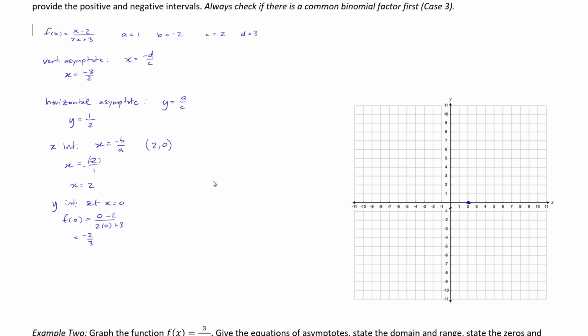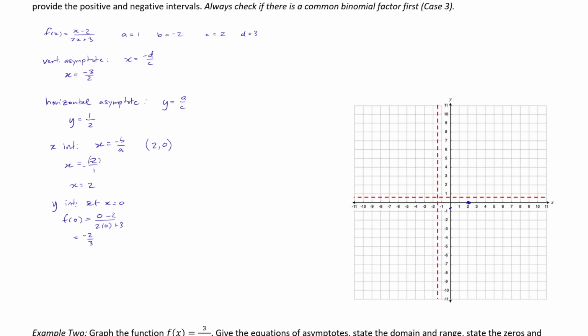Okay, so now I have the vertical asymptote, I've got the horizontal asymptote, I've got my x-intercept, and I've got my y-intercept. And so what I'm going to do is start by plotting the asymptotes, and then I'll take a look if I can plot anything else. So when I come back, the asymptotes will have been plotted.